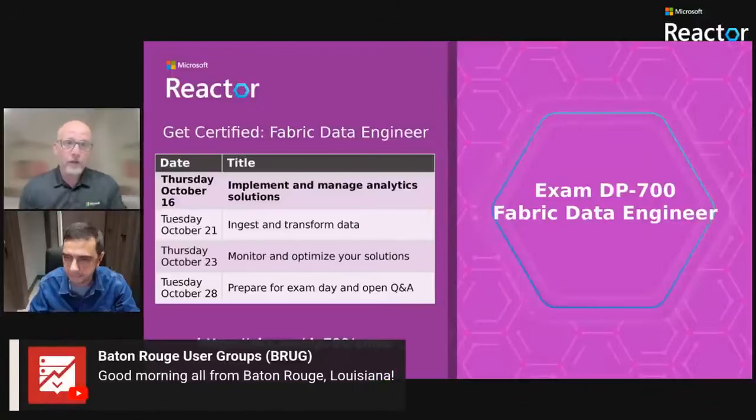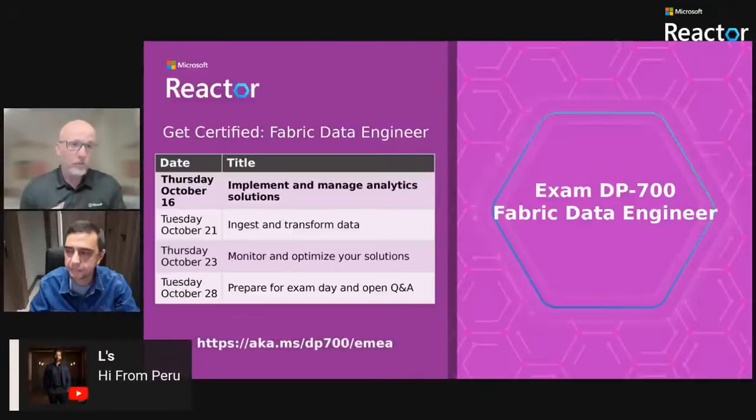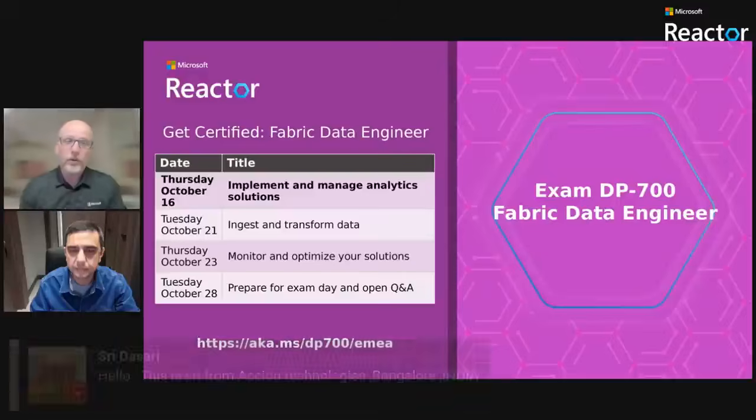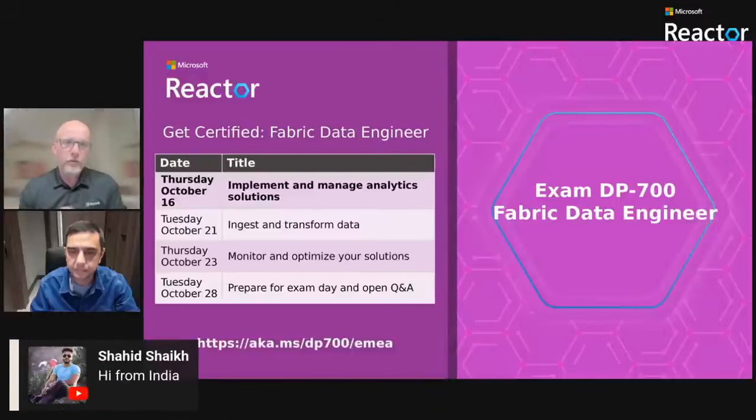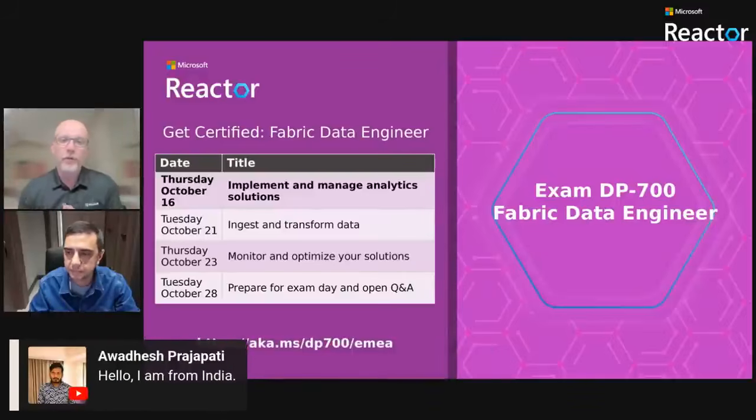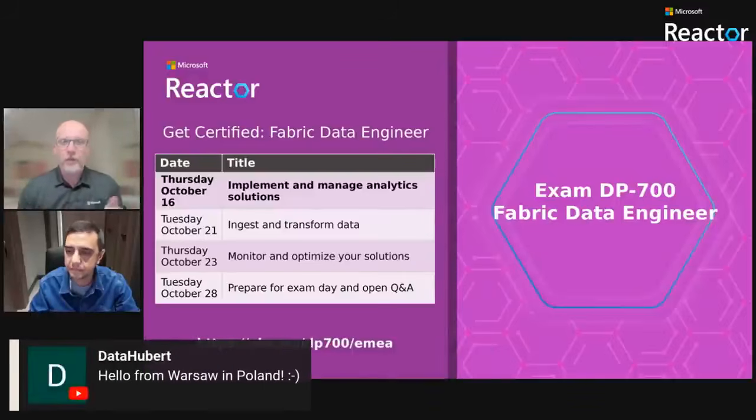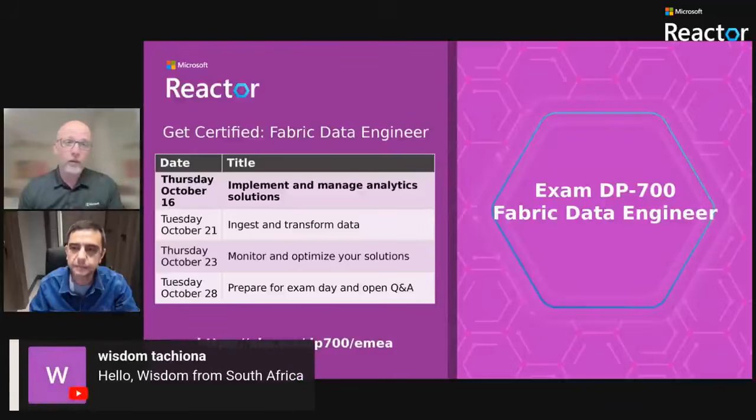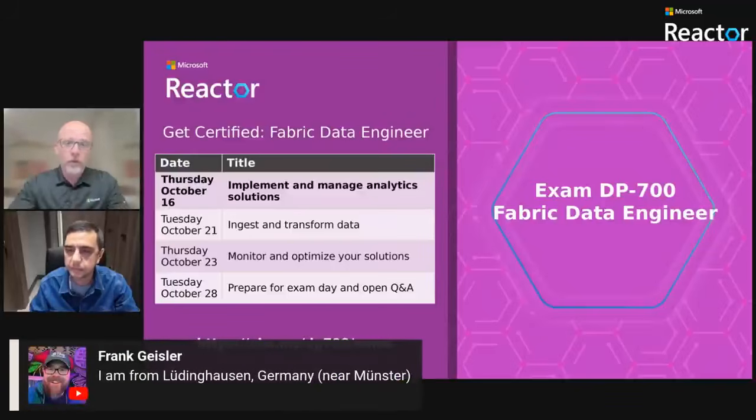Today is the first part of the Get Certified Fabric Data Engineer, and next week, October 21, we will talk about ingest and transform data, not Mahmut and I, but other people. And 2 days after, Thursday, we will talk about monitor and optimize your solutions. And the week after, again, October 28, prepare for exam day and open Q&A. And that's perhaps, if you want to attend all 4 of them, that's quite perfect, or you can just jump in and out of the ones that you need. So, perfect.